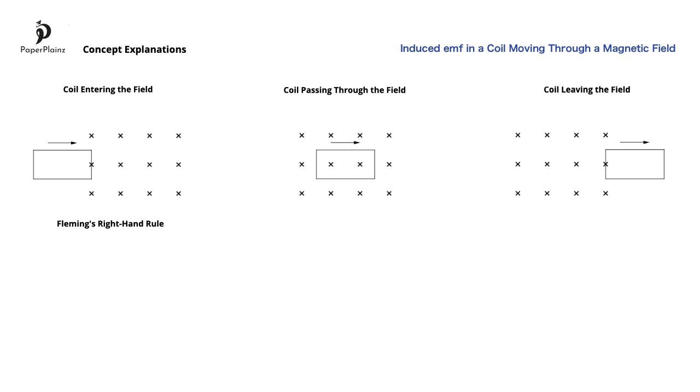So in order to find the direction of the induced current, point your thumb in the direction of the conductor's motion, so to the right. Point your index finger in the field direction, so into the screen or page. And if you have done this correctly, your middle finger should show the direction of the induced current, which here is upwards. This is the current induced at the right end of the coil, so here.